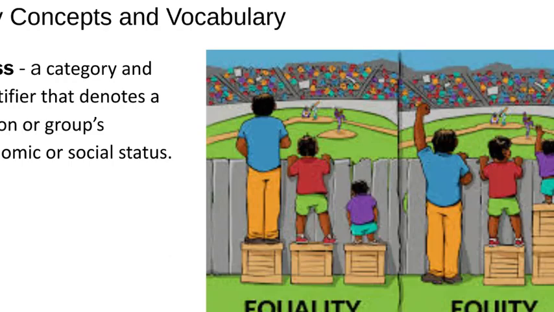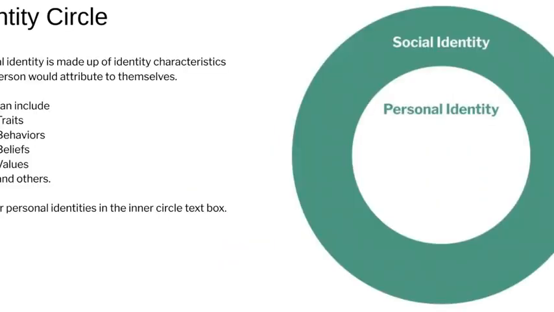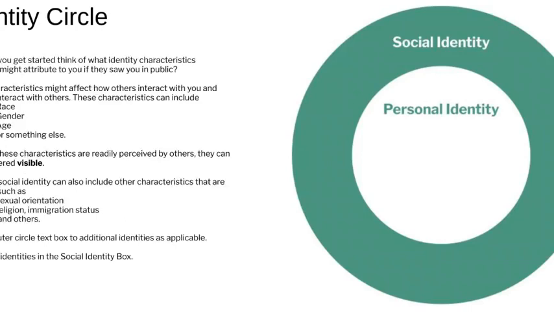I just wanted to go through these key concepts. I'll include these notes for you so you can have them available. And please work on your Identity Circle. Make a copy out of the Google Classroom. Put some things inside there that let me know you know what social identity is and you know what personal identity is. And that is the assignment.